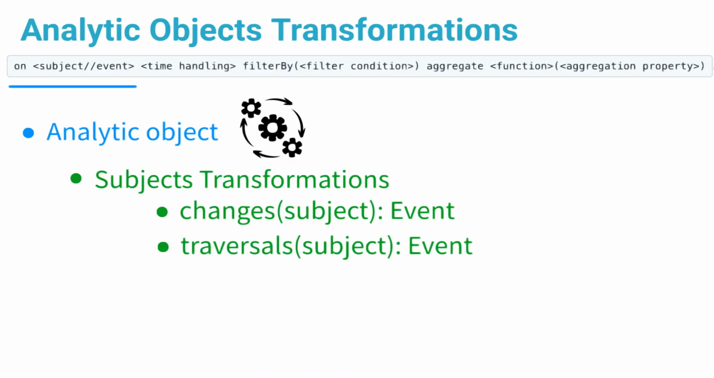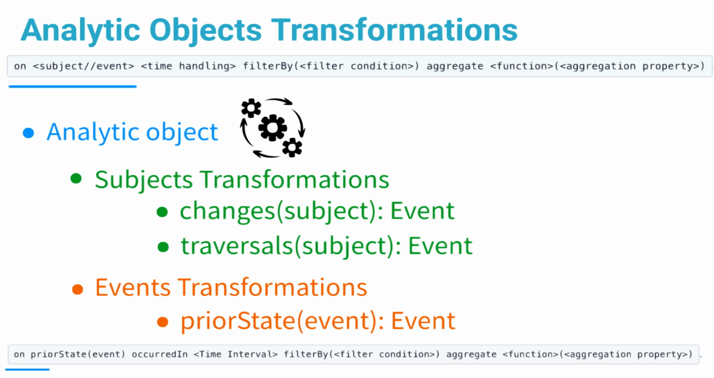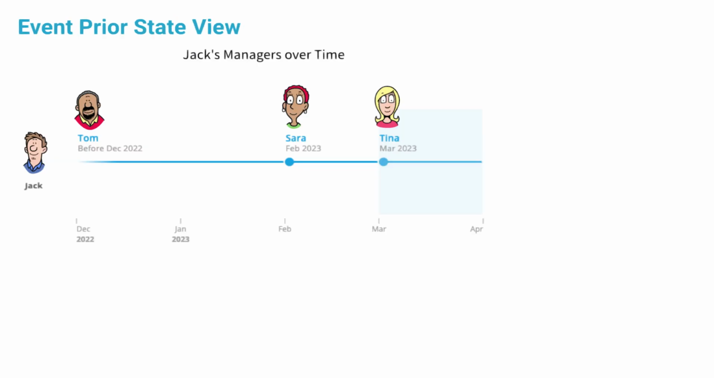The final transformation we'll discuss is prior state. While the changes and Traversals transformations are applied to subjects, prior state is applied to events and is all about examining the context just before an event occurs. This transformation is especially valuable when you want to associate events with the state that existed immediately prior to the event, rather than the state that exists afterward. To make this concept more concrete, let's consider an example.